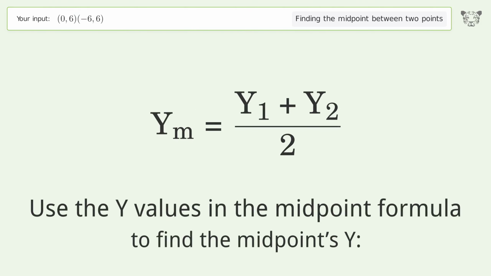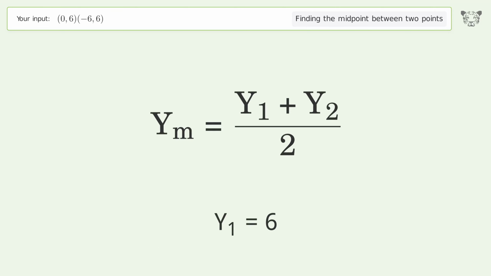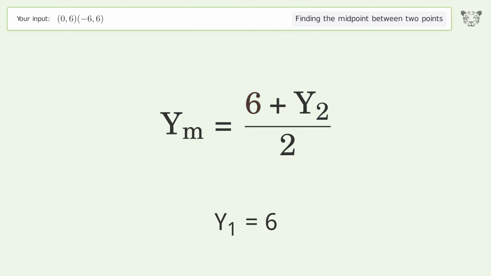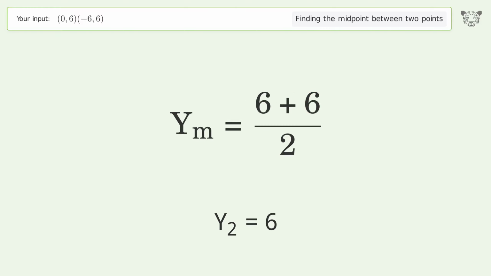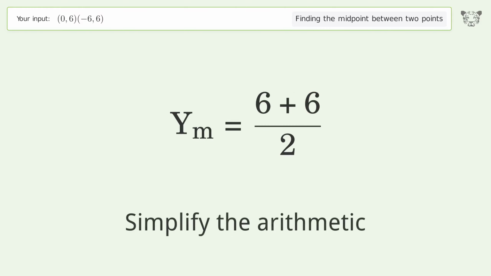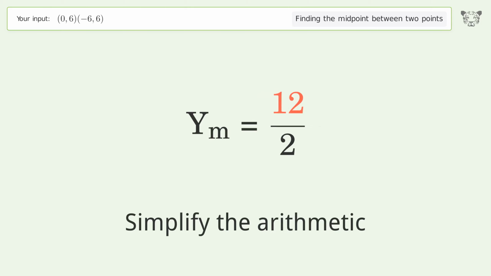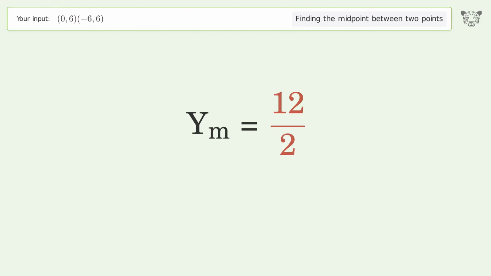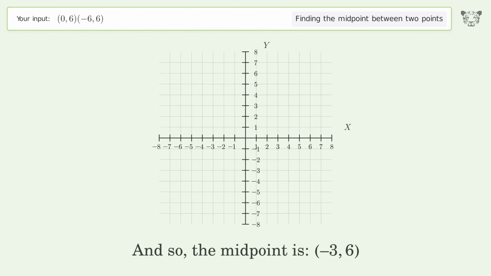Use the y values in the midpoint formula to find the midpoint's y. y1 equals 6. y2 equals 6. Simplify the arithmetic. And so, the midpoint is -3,6.